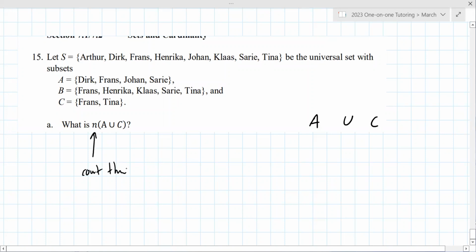You don't have to actually give the set. You can just sit there and count. There's 1, 2, 3, 4 in A. Franz is already in A, so you don't double count, but Tina's new. That's 5. So the answer to this is 5. But if you actually wanted A union C, which is a set, it's D, F, J, S, and T. The N means to count however many elements, but you never double count.